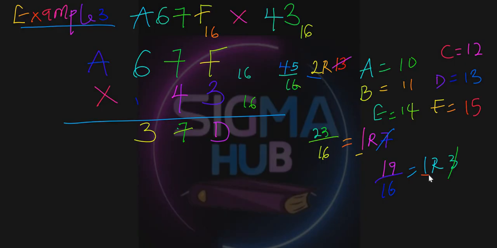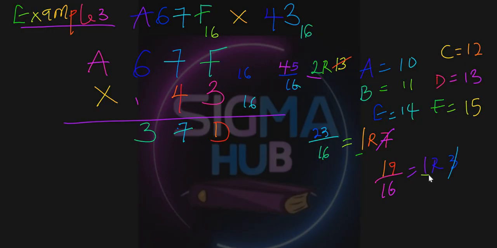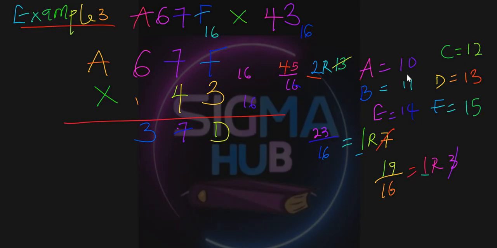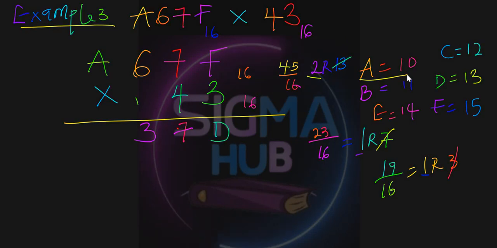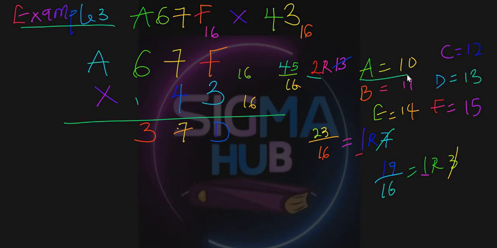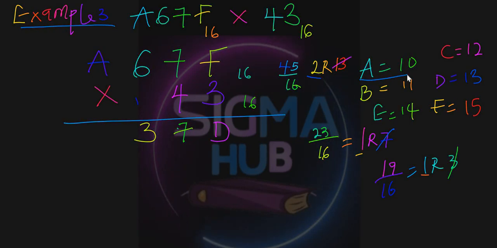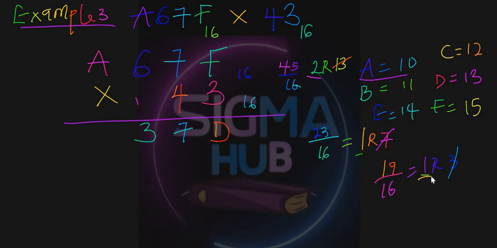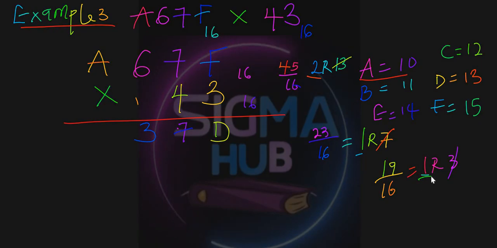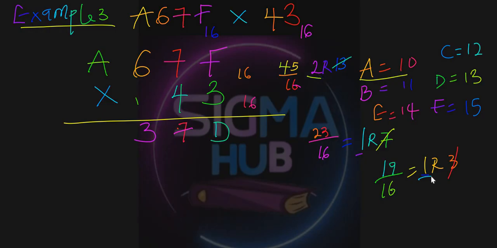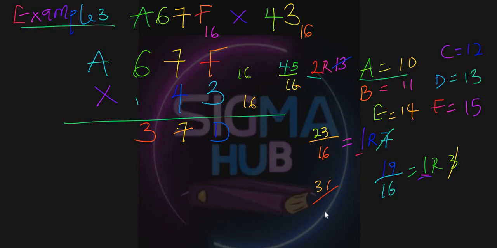Then I keep 1. Then again, 3 times A. Don't forget, A represents 10. So it means it's 3 times 10. 3 times 10 is 30. 30 plus 1 that I've kept is 31. I cannot write 31, of course. So which means it's going to be 31 divided by 16.